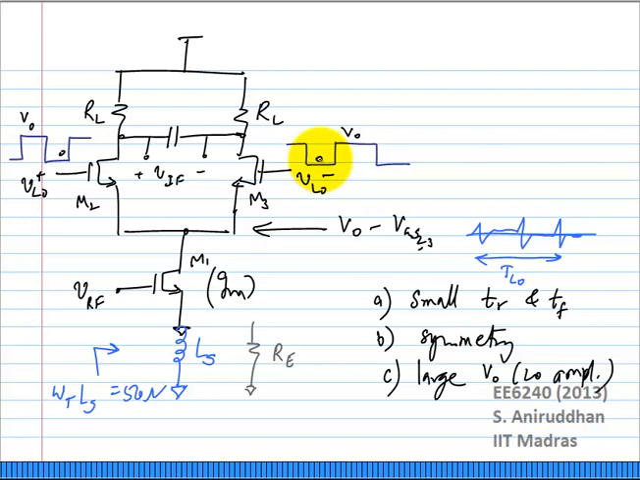M2 will go to, or M3 will go to, cutoff. Correct. But when does that happen? If I have a differential pair with a bias current I naught, at what differential input will the current completely steer to one side? Root 2 times VGS minus VT.